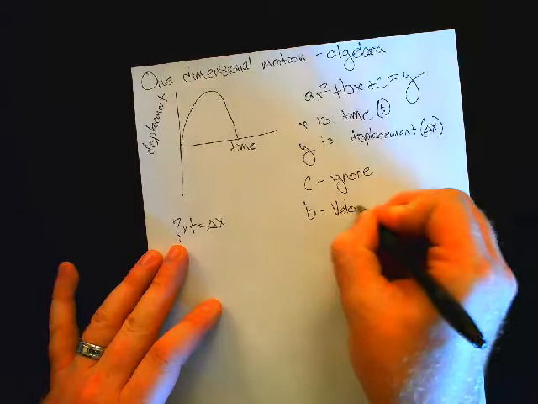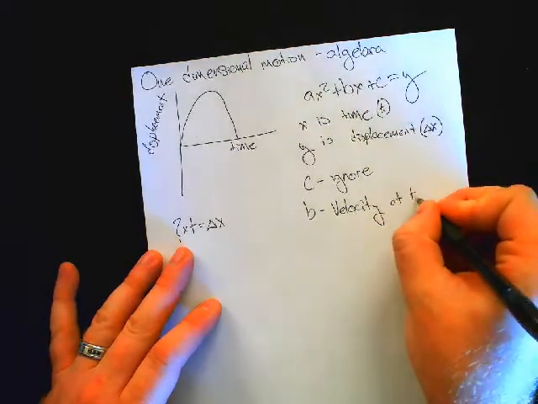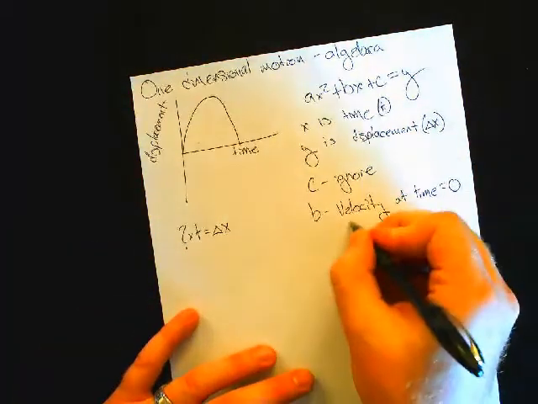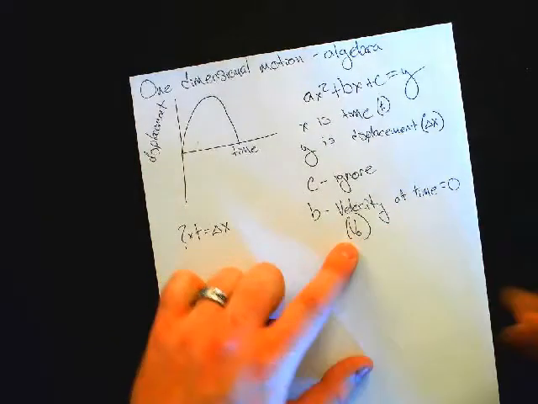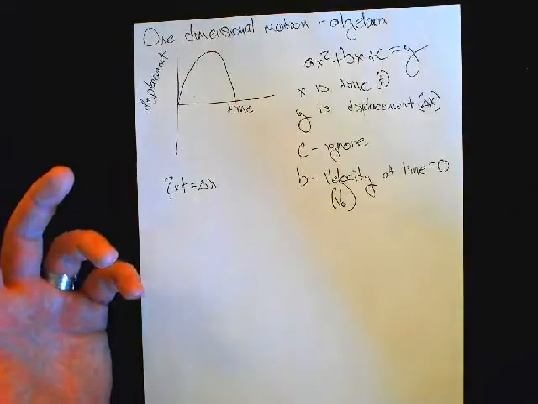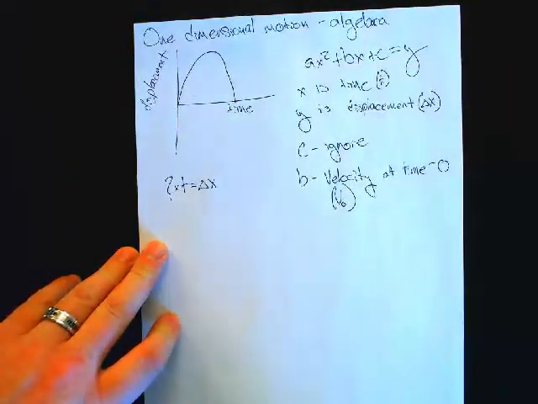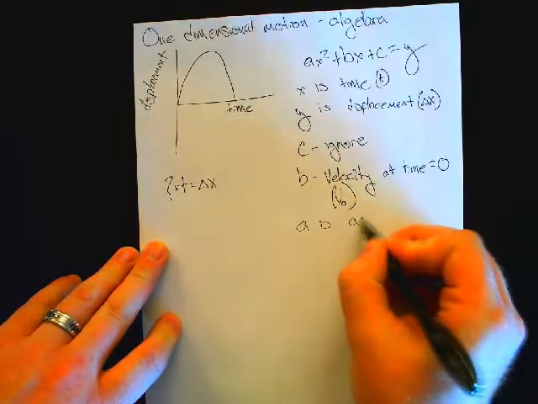Velocity at time equals 0. And to shorten that, we are going to call it v naught, or v sub 0, where 0 is just telling us velocity at time equals 0. Okay? And then lastly, A is actually going to be our acceleration.